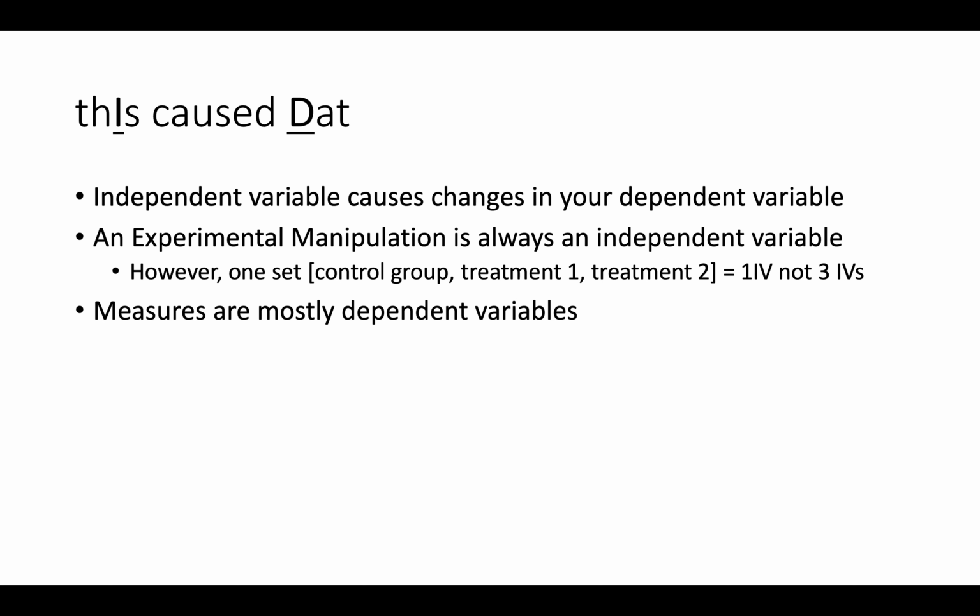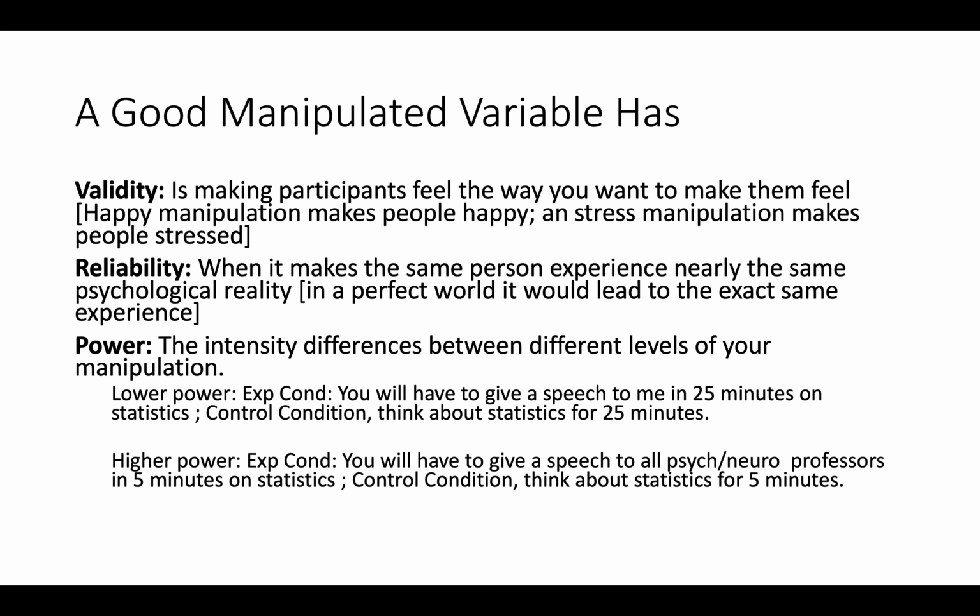A lot of my students think that's three independent variables. It's only one. There are three conditions or levels to that independent variable, but there's only one independent variable there. A set of conditions that are in the same category, in this case, drug dosage, are one independent variable. Just don't forget that. And then your measures, a dependent variable is always a measure, and measures are mostly dependent variables. We'll get into this a little bit.